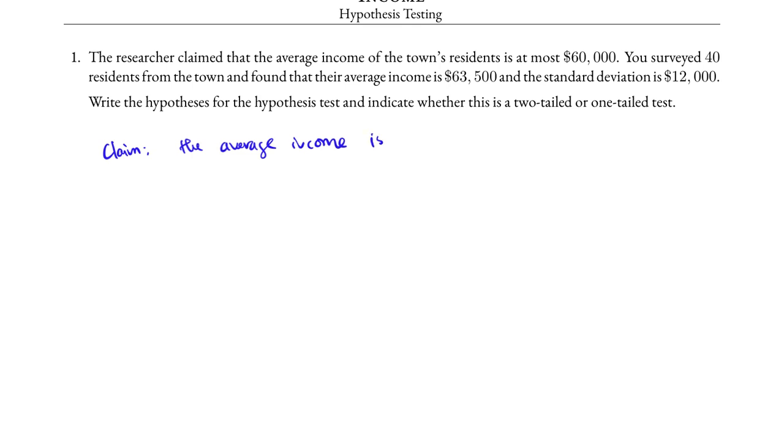So the average income is at most $60,000. And we translate it into symbolic form. Another name for the average is the mean. And the claim is about the population, so we would have to use the parameter mu for the mean. The words at most mean less than or equal to. At most meaning it can be anything below it up to that number. So this is mu less than or equal to 60,000, and this is the initial claim.